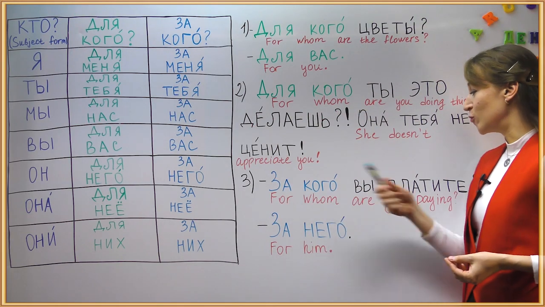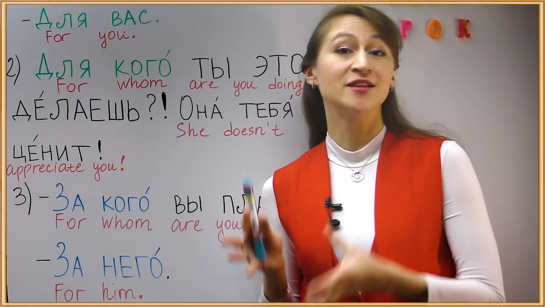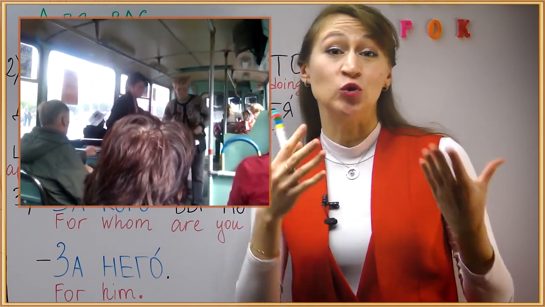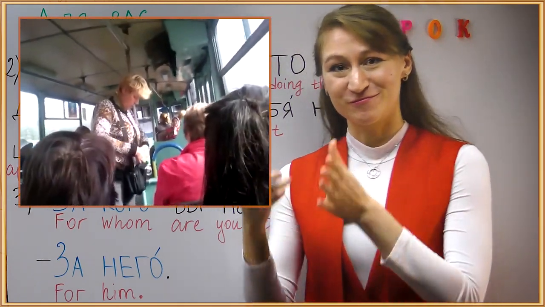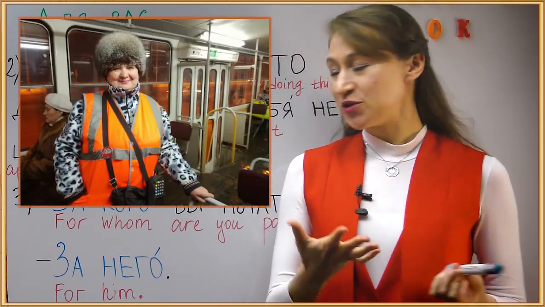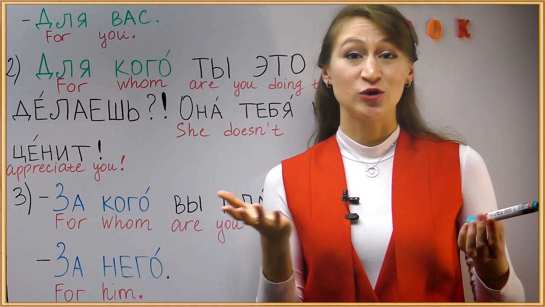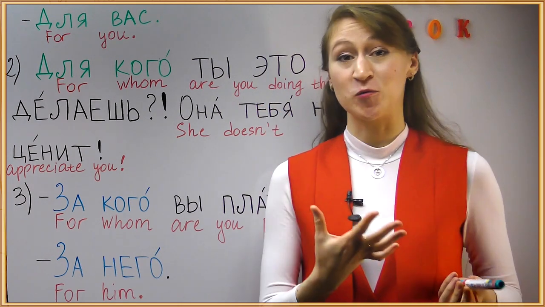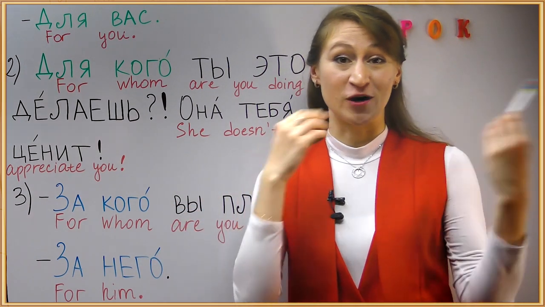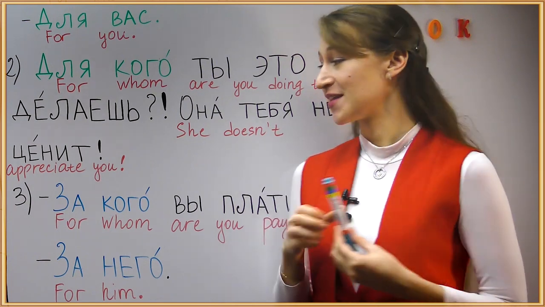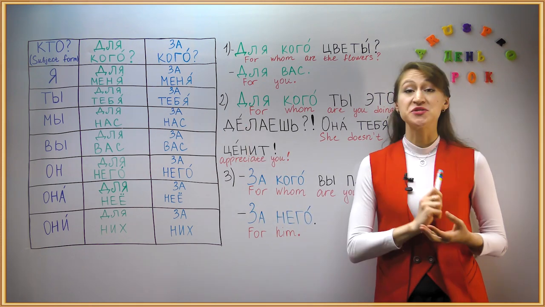The third one. За кого вы платите? За него. For example, you are on a bus with your friend and кондуктор, in Russian, it's a person who collects money for the ride on a bus. So кондуктор asks you, you pass the money to her and she asks you, well, who are you paying for? Who is this money for? За него. You can point to your friend and say, I'm paying for him and for me. I'm paying for both of us. Very good. This was the usage of для and за with personal pronouns.